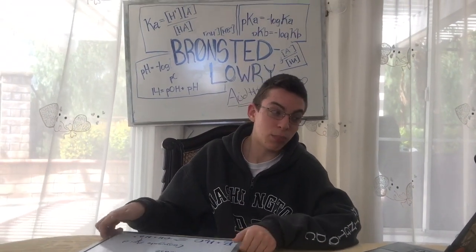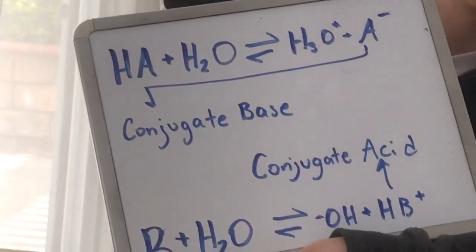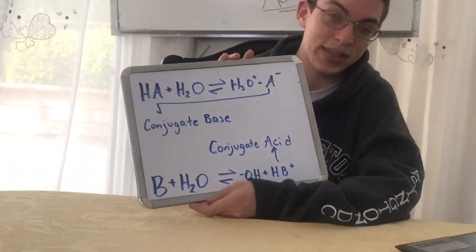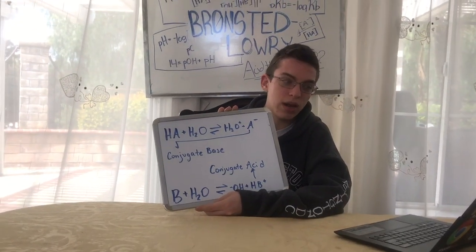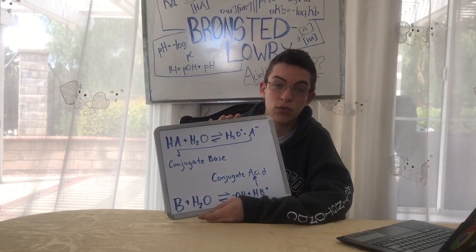Point number 5, conjugate acids and bases. In the Bronsted-Lowry acid-base theory, this is the compound after the acid is ionized, or after the base has gained its electron. Strong acids make weak conjugate bases, and weak acids make strong conjugate bases. And the inverse is true for bases.